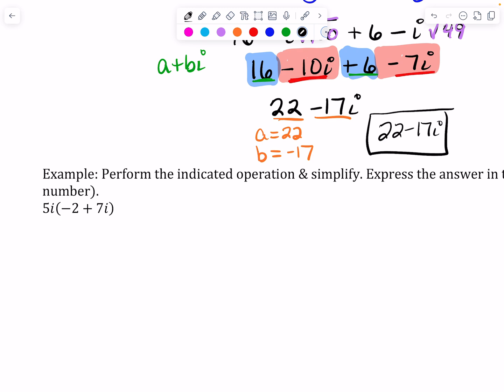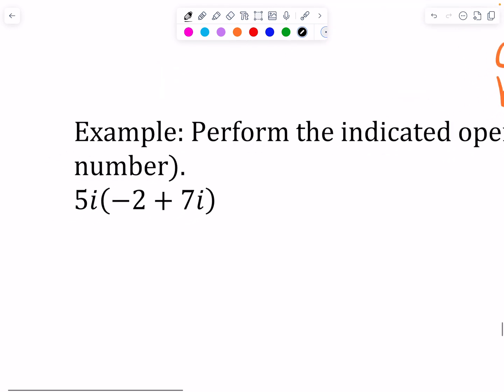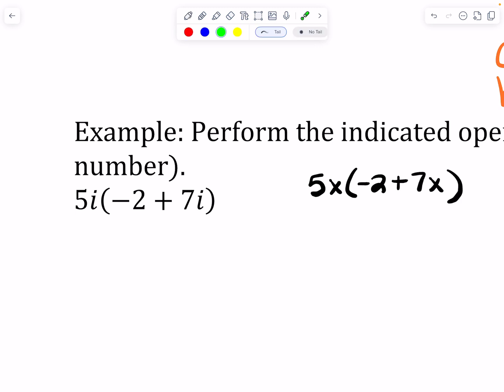Okay, the next one, we're going to treat this just like it is 5x minus 2 plus 7x. So when we see an i, we treat it just like we would a variable. Okay, so we're going to distribute: 5i times negative 2 is negative 10i. Then we have 5i times positive 7i, which is positive 35i squared.